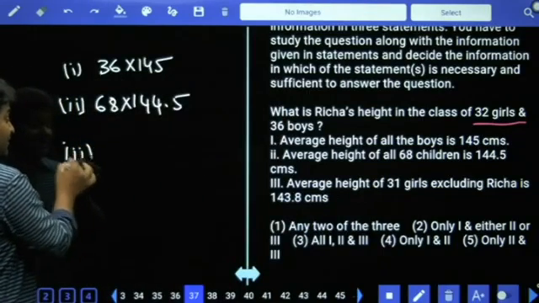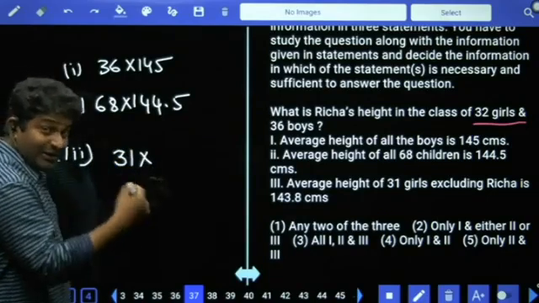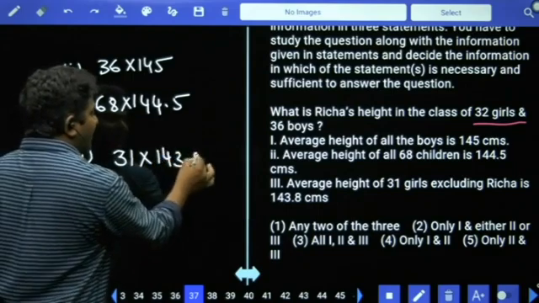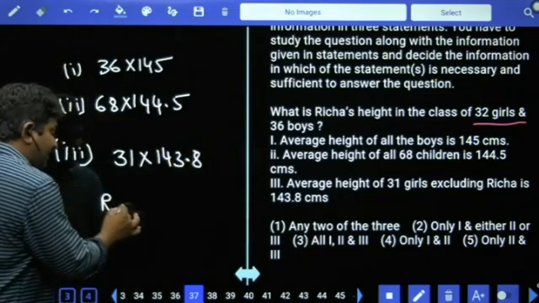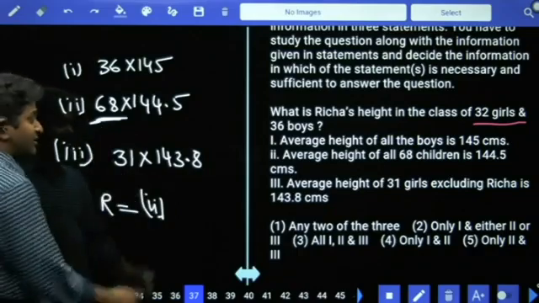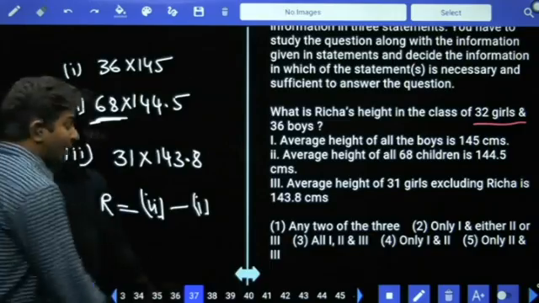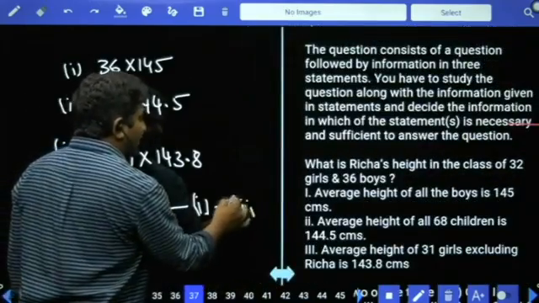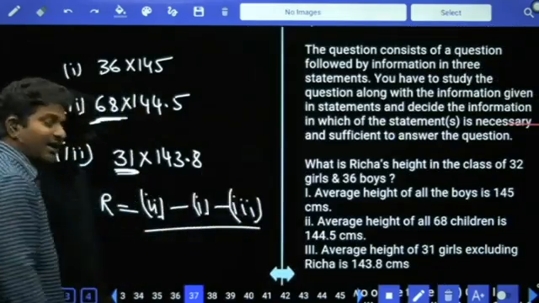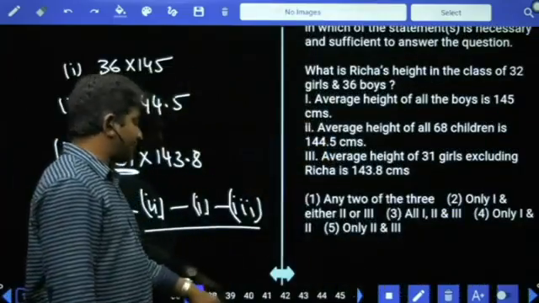So in the third information, we can calculate total height of 31 girls excluding Richa, which is equal to 31 into 143.8. Now, Richa's height is equal to total height of all 68 students minus total height of boys minus total height of remaining 31 girls except Richa. So that gives you the answer. So we are sure that we will get the answer by using all three informations.